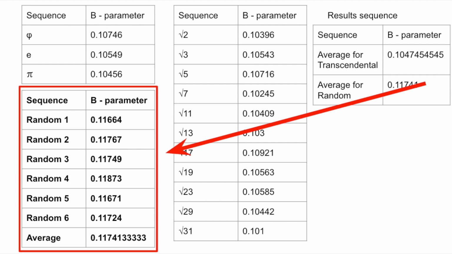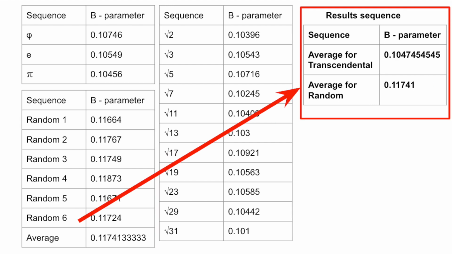This average b parameter is 0.1174. The last table is really the most important result, and the one that will drive the conclusions. This is really what all the analysis hinges on in the rest of the video. So let's notice the important thing. The important thing is that the transcendental numbers have a distinctly different b parameter than the random numbers.